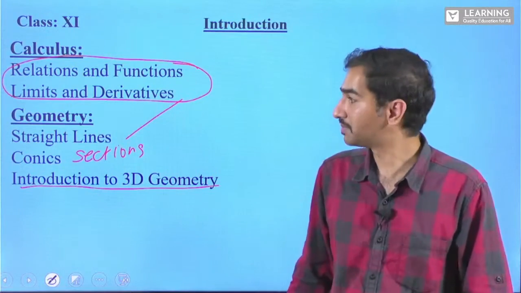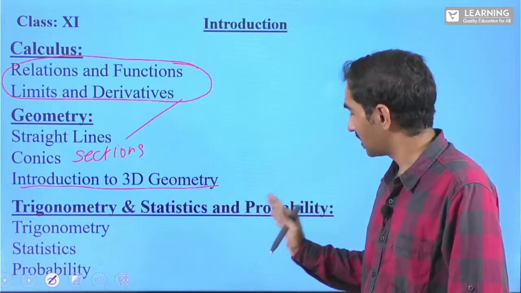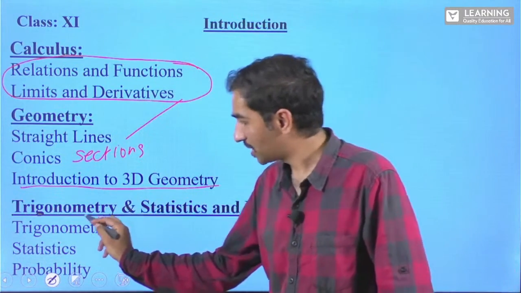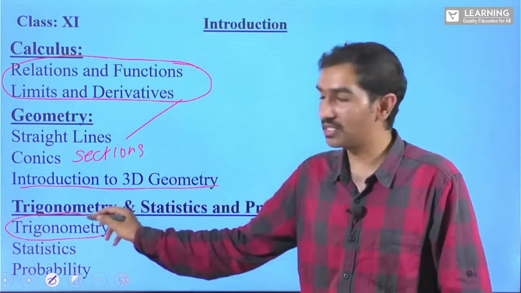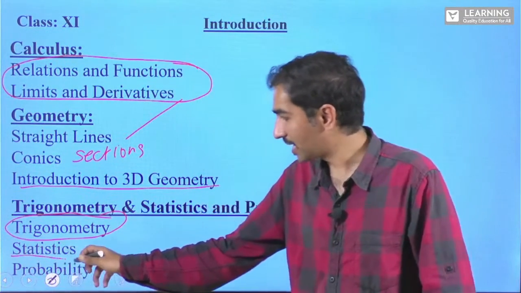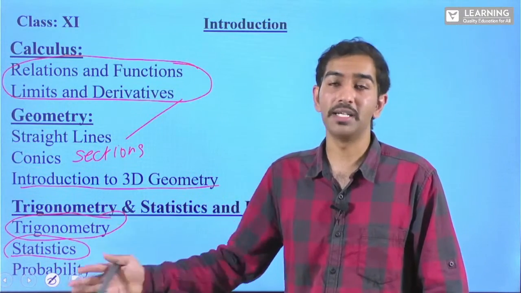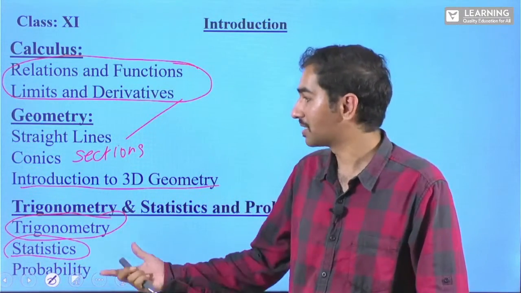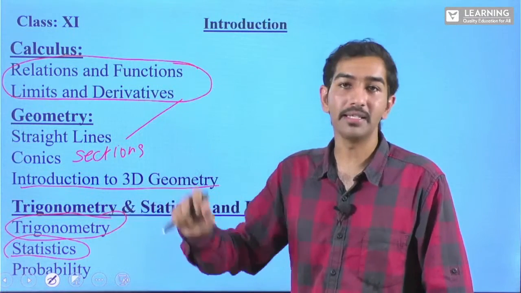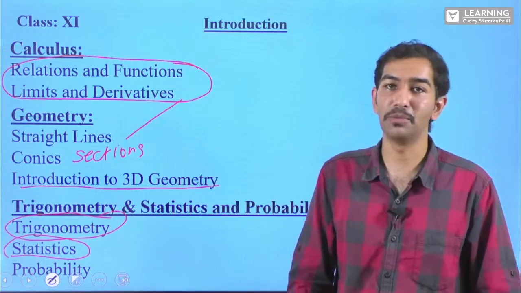Okay, next one. Trigonometry and statistics and probability. Trigonometry again you have studied in class 10th. This is just an extension of that. Apart from that, statistics you have studied in class 10th, an extension of that as well. Probability also you have studied in class 10th, again that is an extension. So these are your topics in class 11. Okay, we'll move on to the next one.